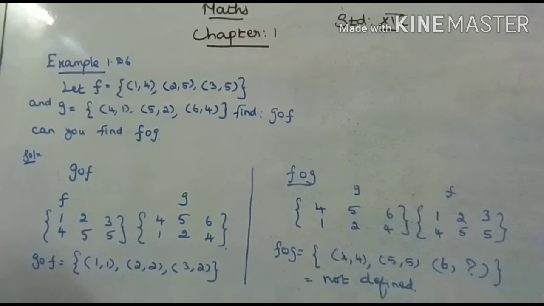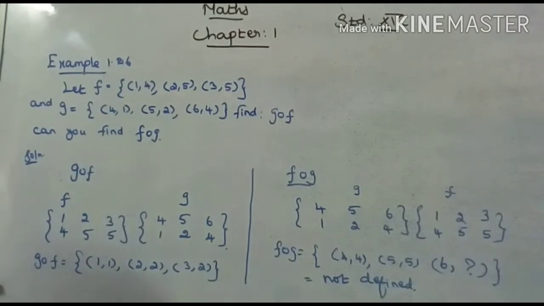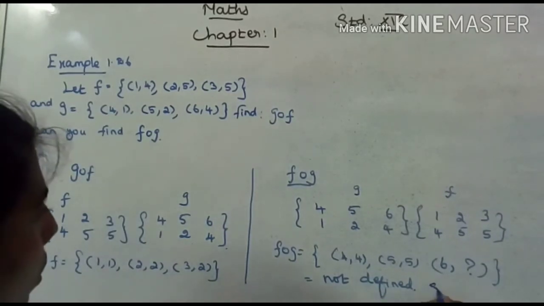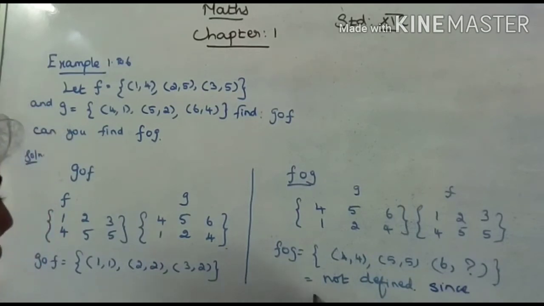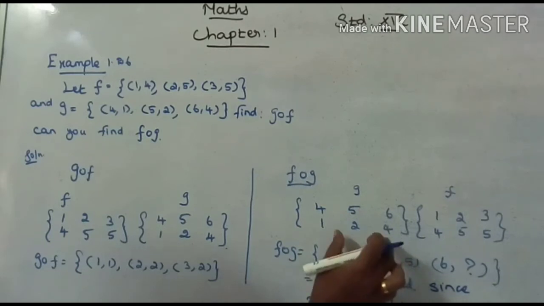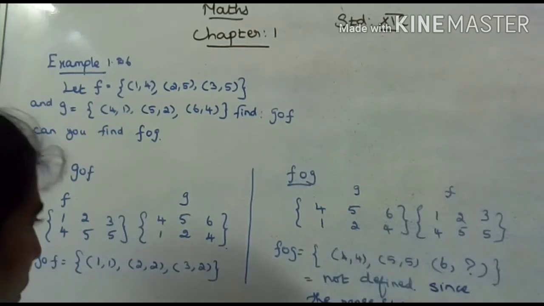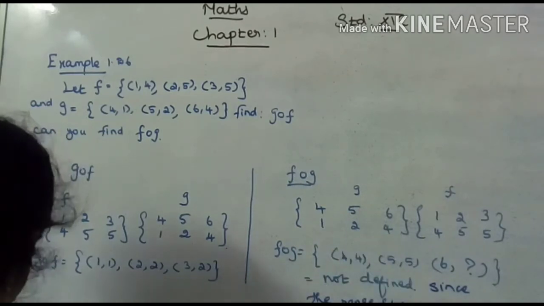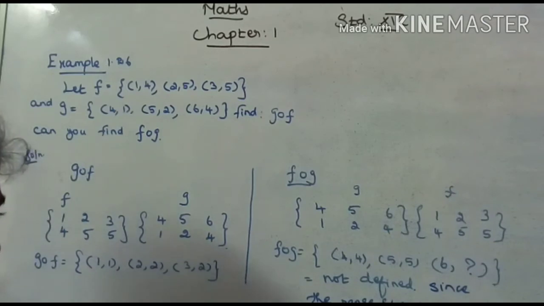The reason is that the range of g is not contained in the domain of f. 1, 2, 4: this is the domain. This one is the range of the codomain set, which is not contained in the domain.